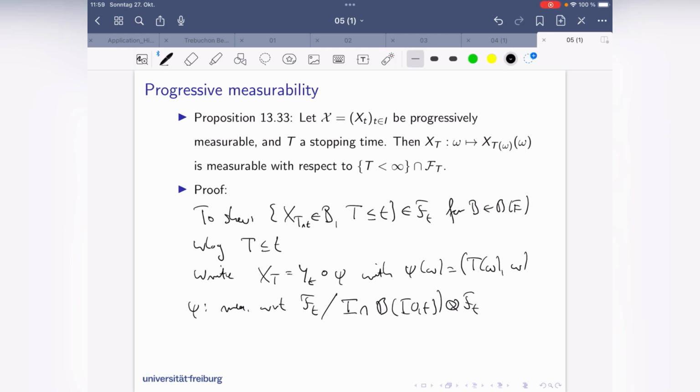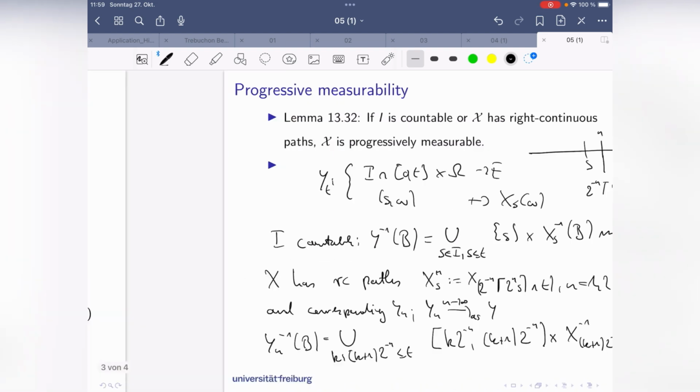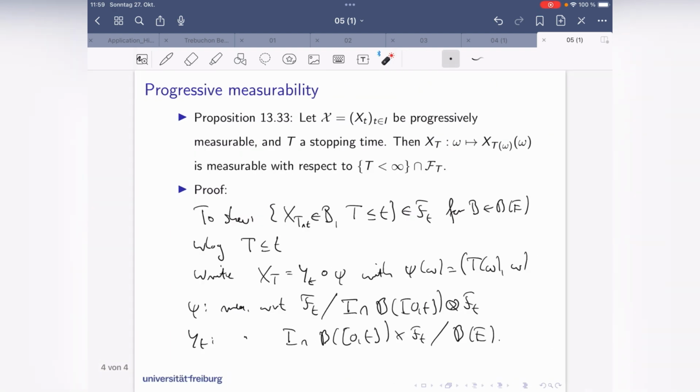And I can use this because Y_t is measurable with respect to something else. That's measurable with respect to the Borel sigma algebra B([0,t]) times F_t, and B(E), by progressive measurability. So that's exactly as written here. And I have a composition of two things. The first one has this measurability, the other one this here. And the composition is then measurable with respect to F_t and B(E). And that's what I wanted to have. So I wanted to have that this here is in F_t for all B in B(E). And that means exactly that it's measurable with respect to this here.